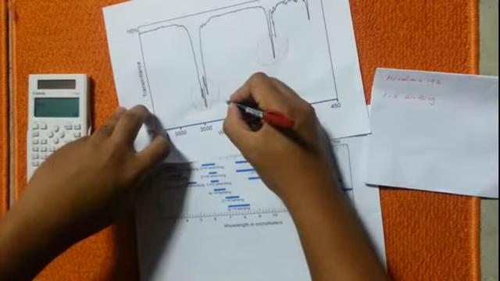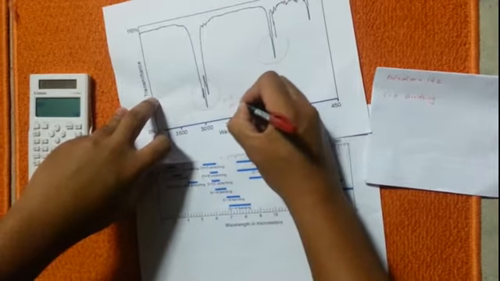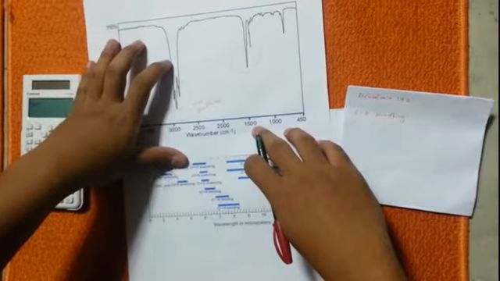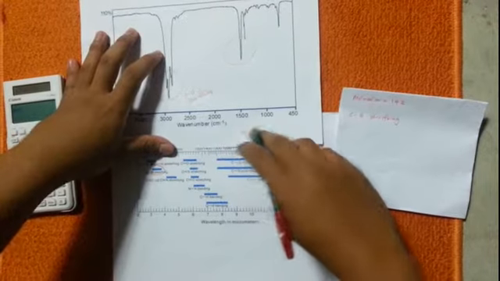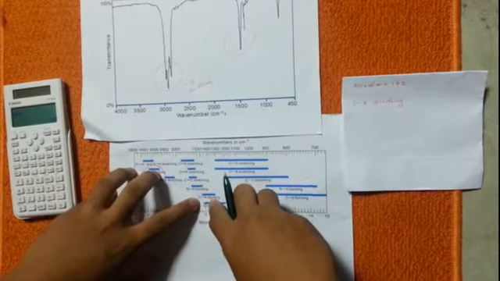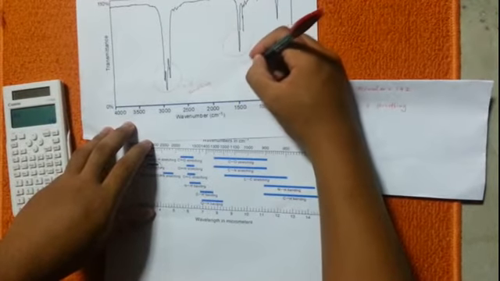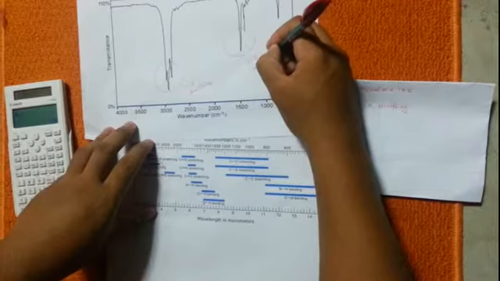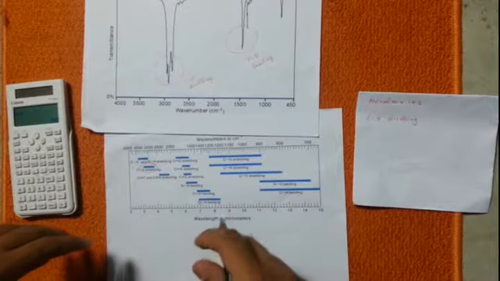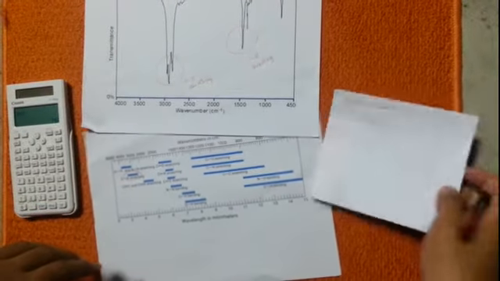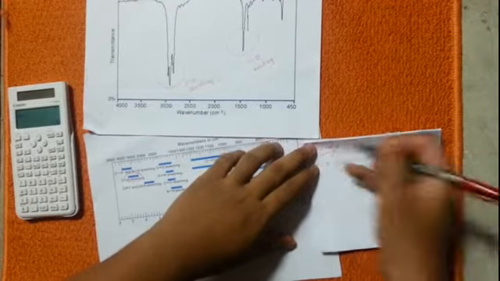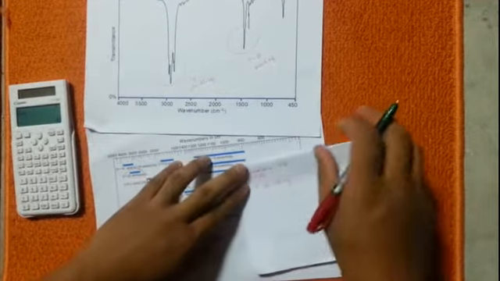Next, the second one is at 1500, also CH bending. So basically we know the element contains C and H only. So based on the molecular weight given, we try to assume the molecular formula.